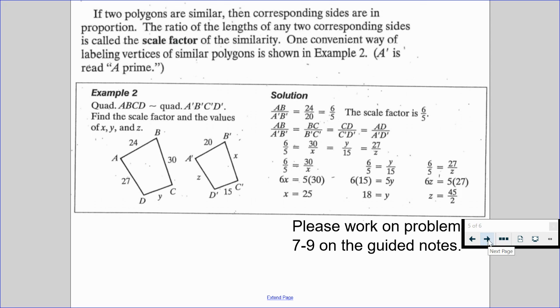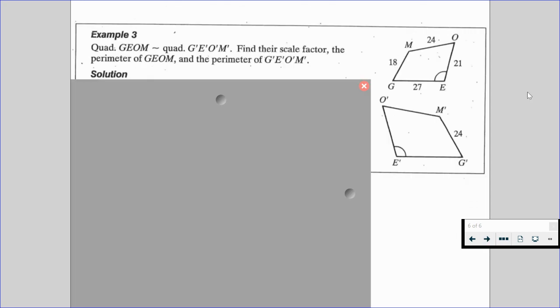In example number 3, we are given quadrilateral GEOM, similar to quadrilateral G prime, E prime, O prime, M prime. We have to find the scale factor, the perimeter of GEOM, and the perimeter of G prime, E prime, O prime, and M prime.